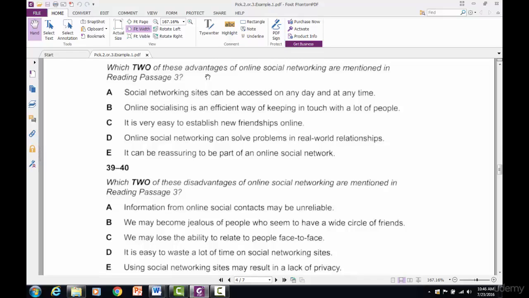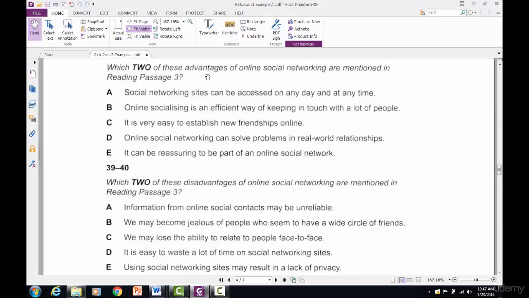Like for 37 and 38, it says, which two of these advantages of online social networking are mentioned in the reading passage 3? And 39 through 40 says, which two of these disadvantages of online social networking are mentioned in reading passage 3? So what I mean is this. While you were doing the headings question and the fill the blank question, you will look out for any advantages you see about online social networking and circle them in your reading passage, even as you're doing the other question.